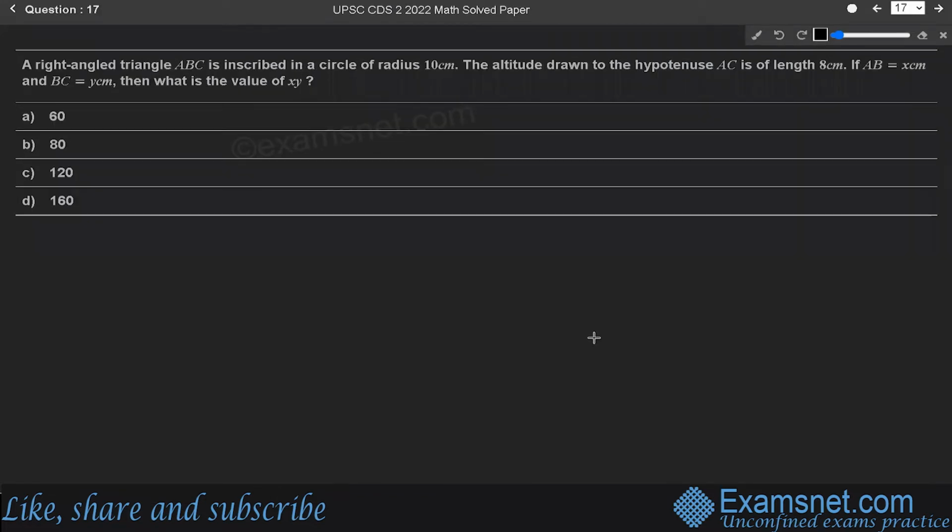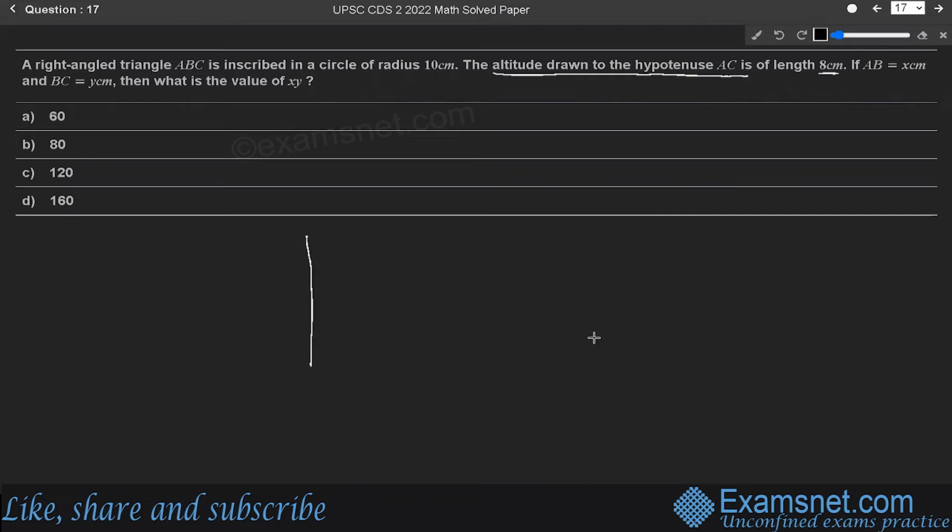Next question is, a right-angled triangle ABC is inscribed in a circle of radius 10 centimeter. The altitude drawn to the hypotenuse AC is of length 8 centimeter. See, this is a very important sentence, which is altitude drawn to the hypotenuse AC. It means the altitude is 8 centimeter, not the hypotenuse. If AB is equal to X centimeter and BC is equal to Y centimeter, then what is the value of XY?